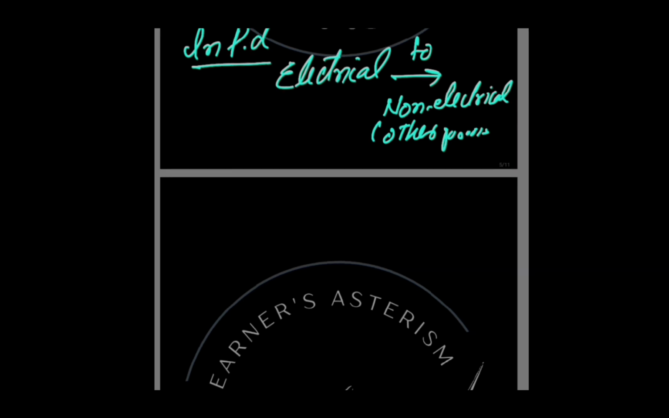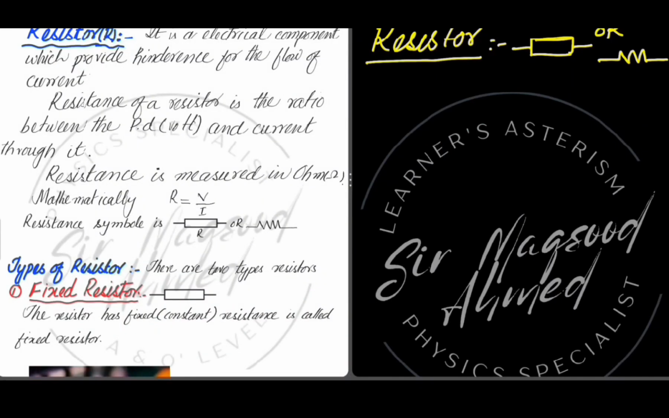EMF and potential difference are both measured by using a voltmeter. Dear students, now we will discuss the resistor. It is an electrical component which provides hindrance or resistance for the flow of current in a circuit. The symbol for a resistor is shown in the diagram.